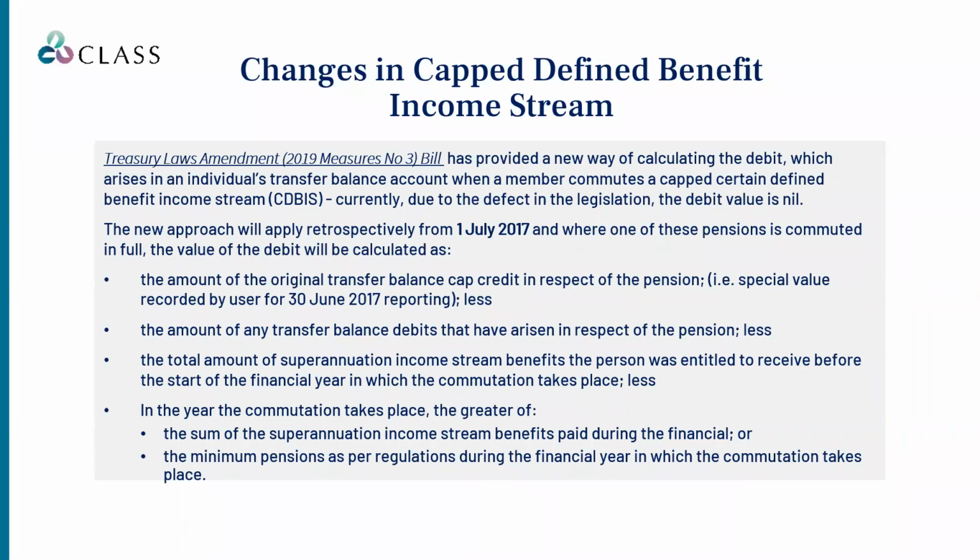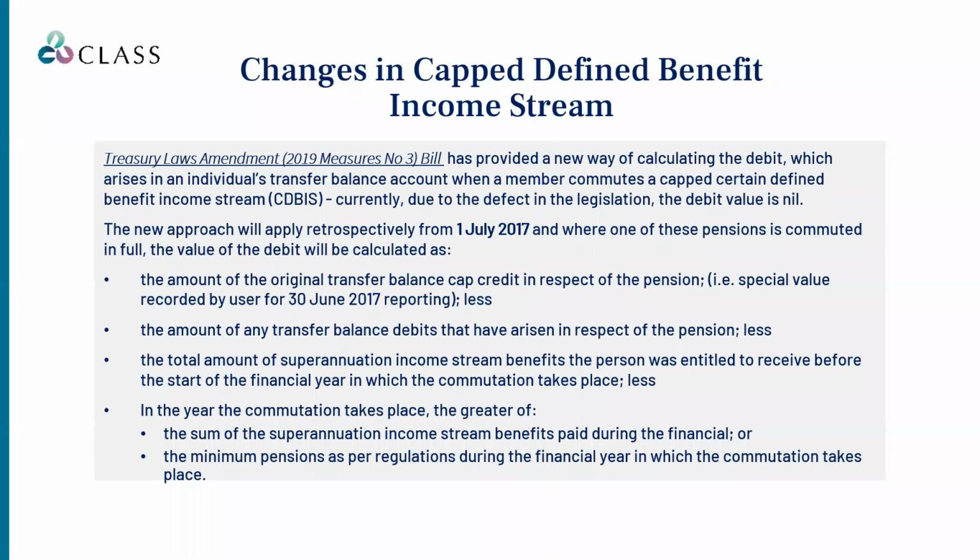This is due to a defect in the existing legislation where the debit value is effectively zero. So the new approach to calculate this has a retrospective application date of 1st July 2017, where one of the pensions is commuted, and then the debit value is calculated by the original special value as reported from 1st July 2017, less any amount of transfer balance debits that arose from previous transactions.